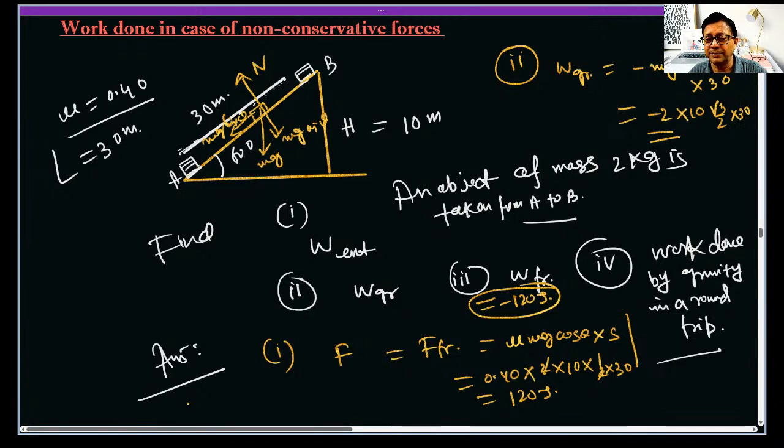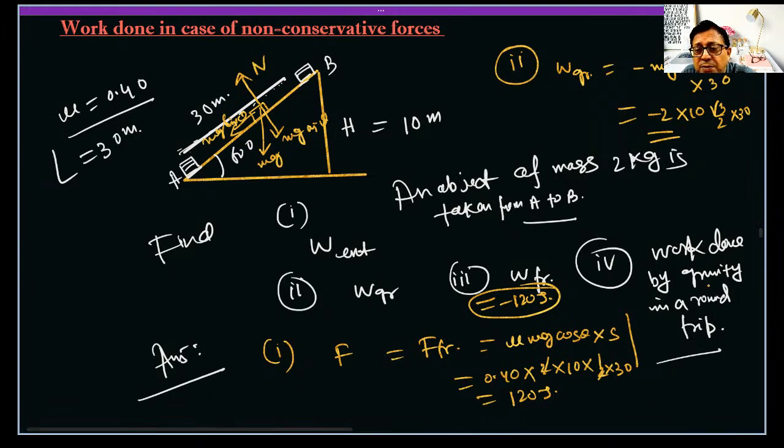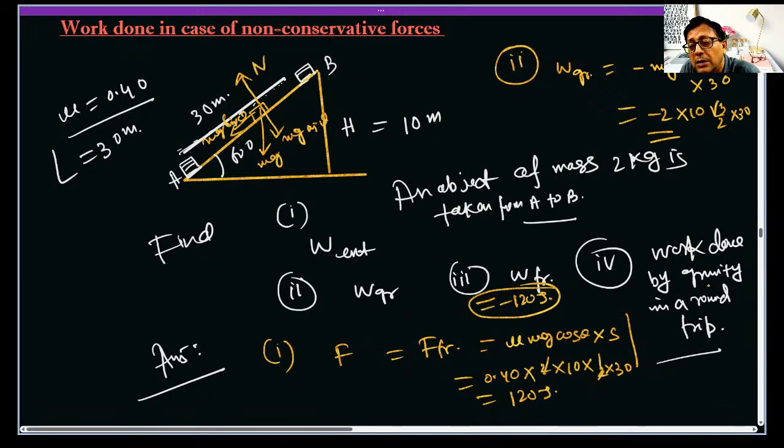Simplify it. Clear? Work done by gravity in a round trip will be how much? When it is being moved upward, then minus. But when it is going downward, then it will be plus. This calculation, that is minus 300 root 3, here it will be plus 300 root 3. Okay? Work done by gravity in the round trip will be minus 300 root 3 plus 300 root 3, that is equal to 0. Hope you have understood.